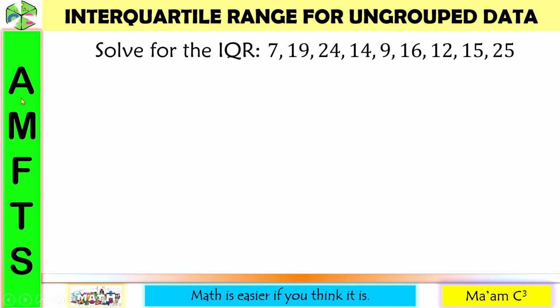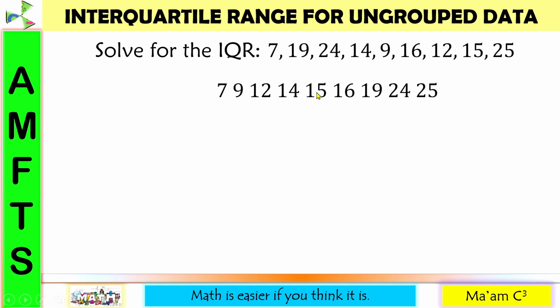Step 1, arrange the data from smallest to largest. So we have 7, and then 9, and then 12, and then 14, 15, and then 16, 19, and then 24, and 25. Step 2, let us determine the median. Let us count first how many values we have here. 1, 2, 3, 4, 5, 6, 7, 8, 9. The median is the middlemost value, so that would be 15.